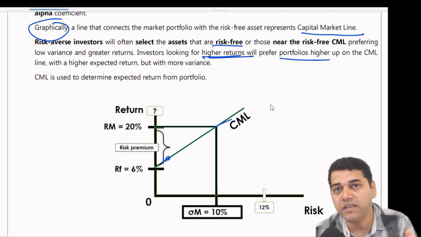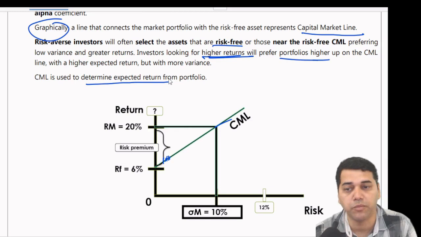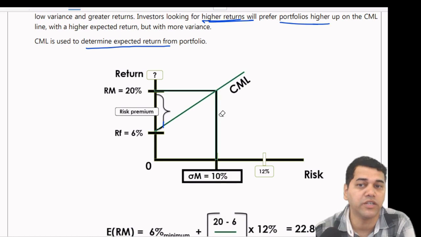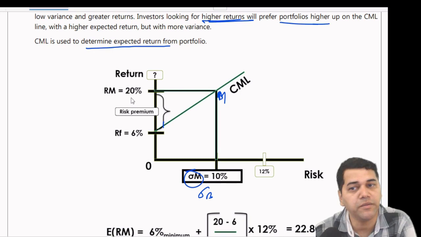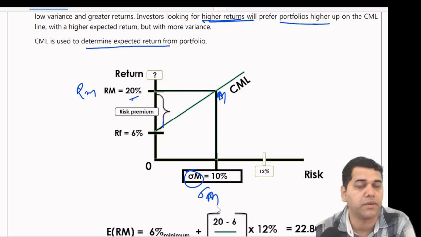The CML is used to determine the expected return of the portfolio. Look at the example, something goes like this, where I can use this CML to decide my expectation. I have one axis, this is my risk. This is the risk of the market. I said my B is the optimum portfolio. This is the risk of B, or the market. We can represent the B portfolio as the market portfolio. If the risk-free is 10% and the market is giving me 20% RM, and this is the risk of the market. For 10% risk, I am getting 20% return.